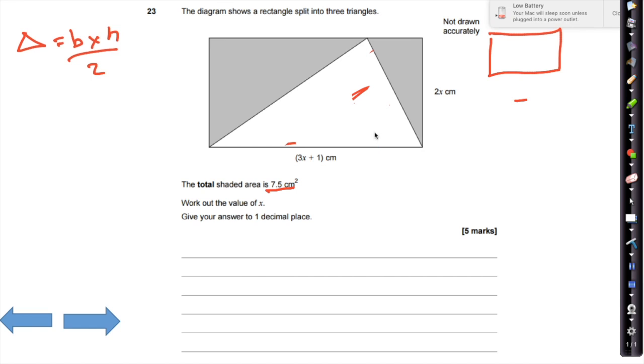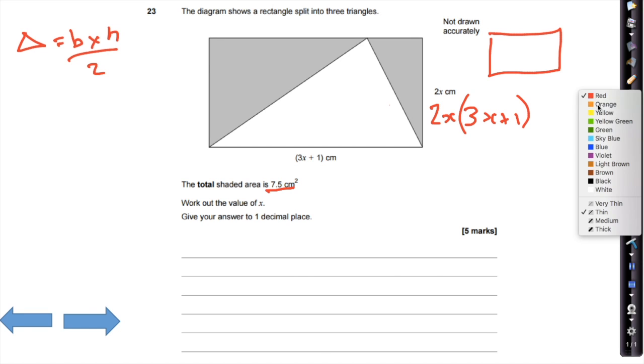If we work out, first of all, the rectangle, it kind of makes sense to me to work out the area of the rectangle first of all. The area of the rectangle would be base times height, and the base is 3x plus 1, and the height is 2x. I guess because you're probably more comfortable seeing it like this, I'll write it like this, just for simplicity: 2x and then open brackets 3x plus 1.